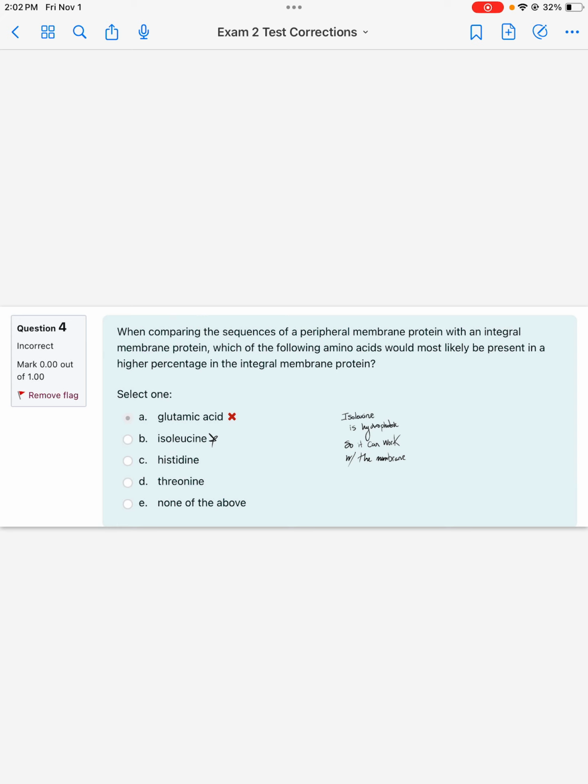When we're looking at number 4, it should be isoleucine. Because isoleucine is hydrophobic, it will work with the phospholipid bilayer, and therefore it can act as an integral protein, allowing other molecules to pass through.